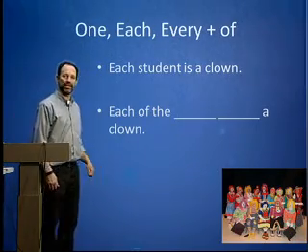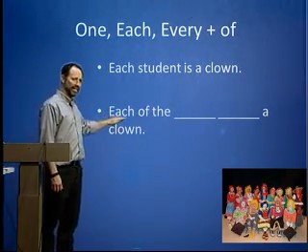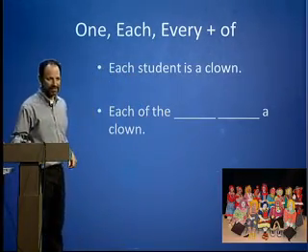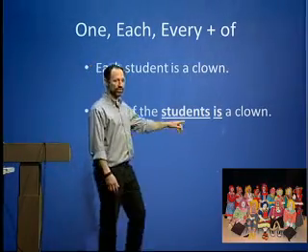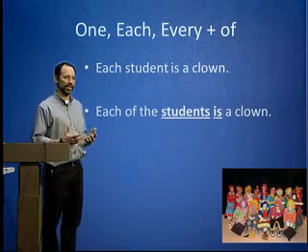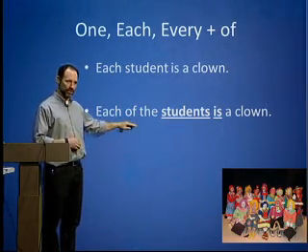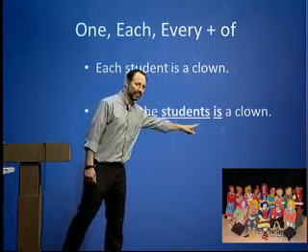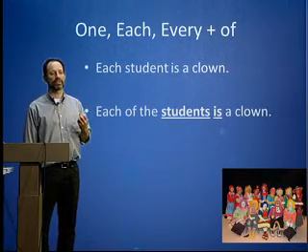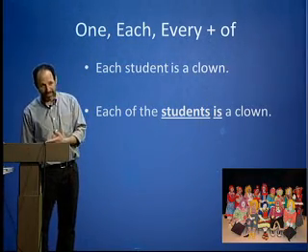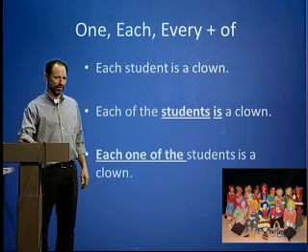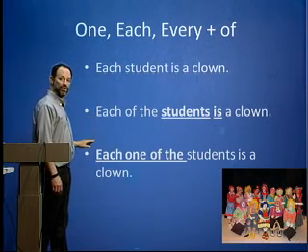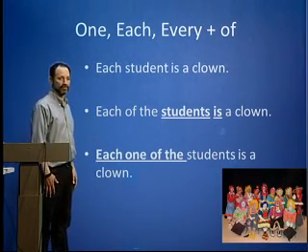All right, let's work with each. Each student is a clown. Each of the students is a clown. So once again, when we have each and we use of, we'll put the students. We're going to use a plural noun, but the verb is still third person singular. Each of the students is a clown. Also with each, I could say each of the students or each one of the students, same meaning.